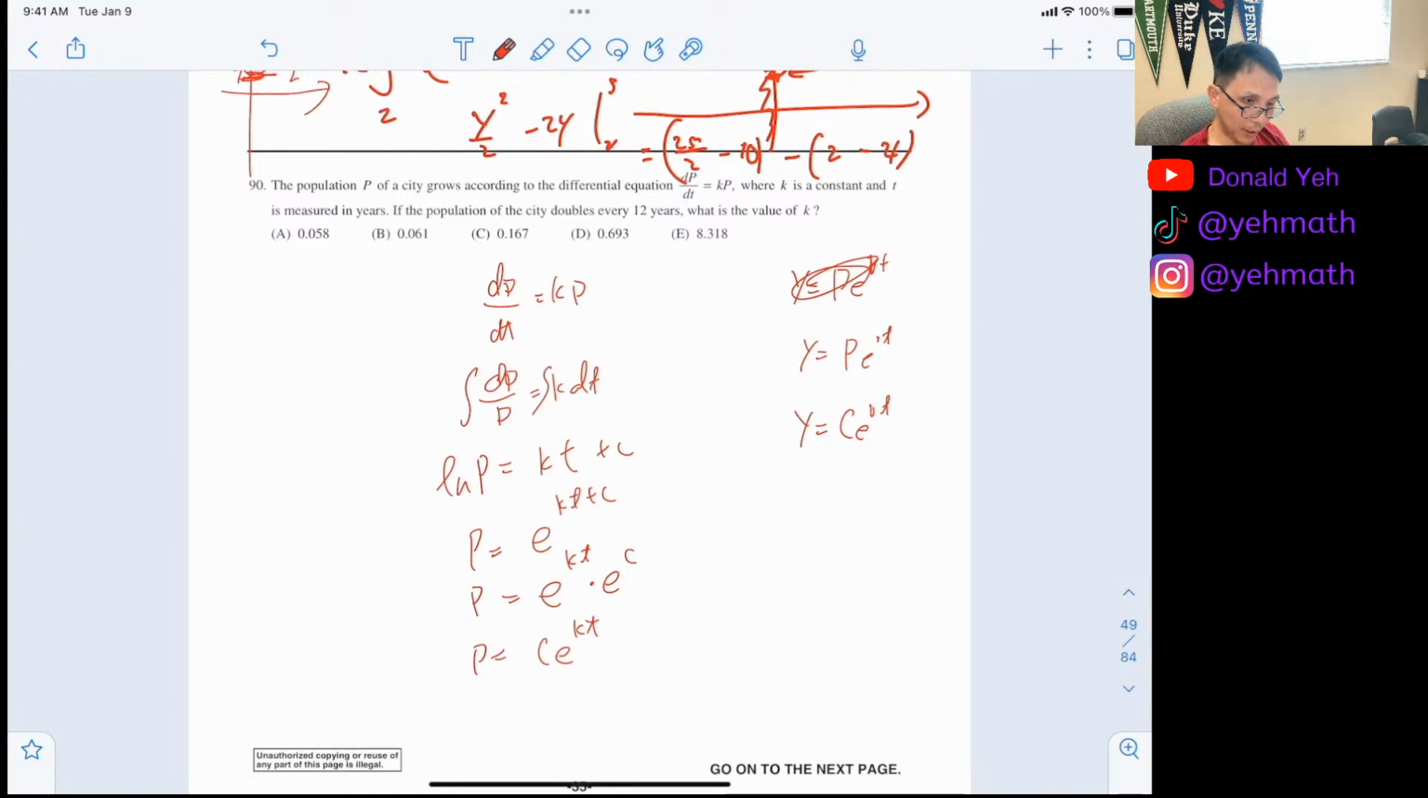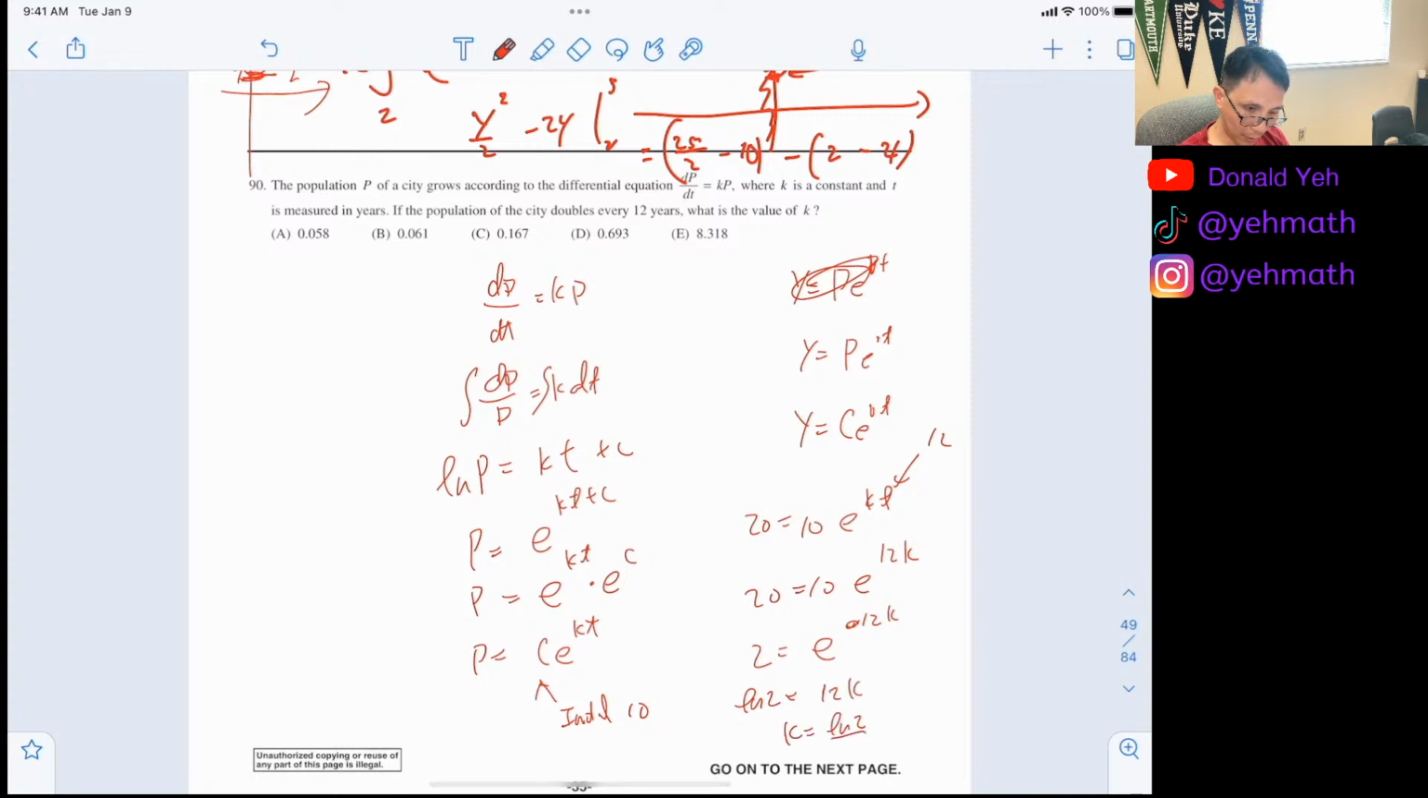If a population doubles every 12 years, so this is the initial value. You can start with like 10. You can say 10e^(kt). Now you're going to double to 20. Does that make sense? t is equal to 12, so 20 equal to 10e^(12k). Okay. And then you're going to divide both sides. This is always equal to 2, e to the 12k. And then natural log of 2 equal to natural log of e to the 12k, so it'll be 12k. k equal to natural log 2 over 12.